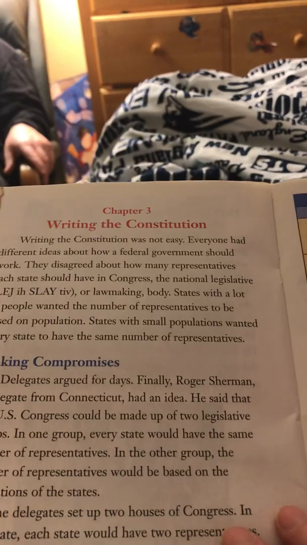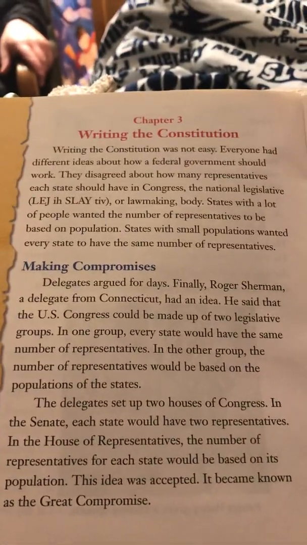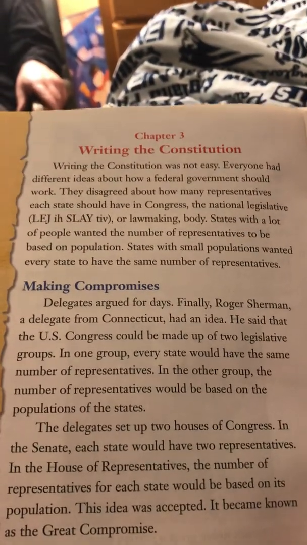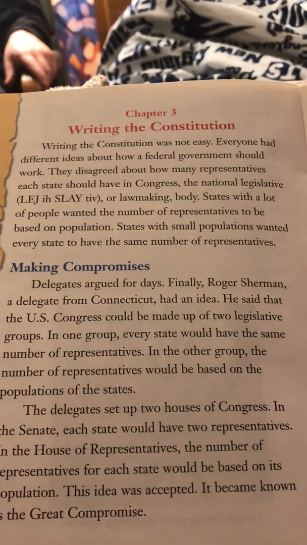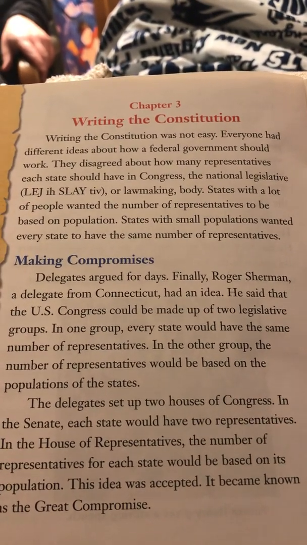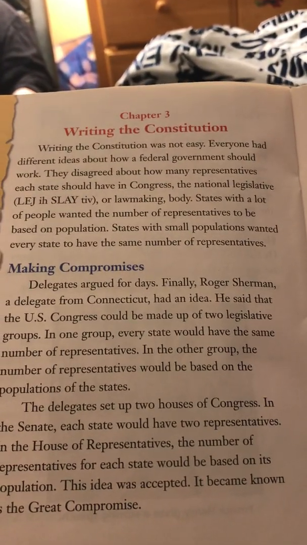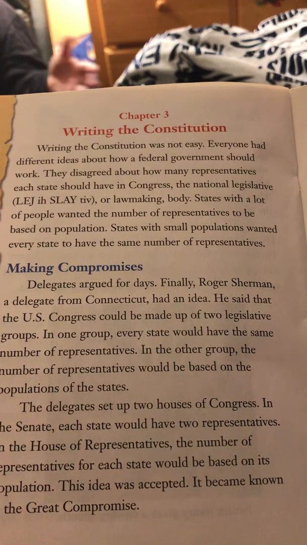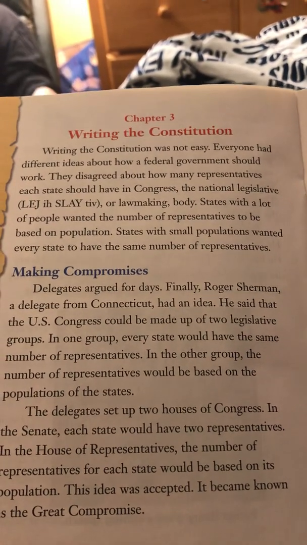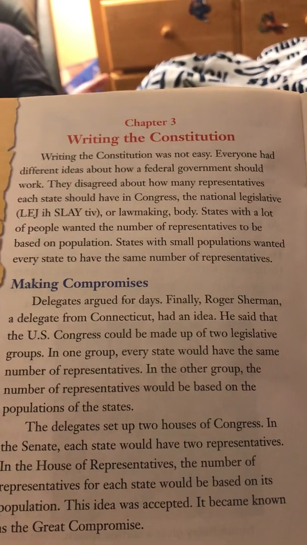Chapter 3, Writing the Constitution. Writing the Constitution was not easy. Everyone had different ideas about how a federal government should work. They disagreed about how many representatives each state should have in Congress, the national legislative or lawmaking body. States with a lot of people wanted the number of representatives to be based on population. States with small populations wanted every state to have the same number of representatives.